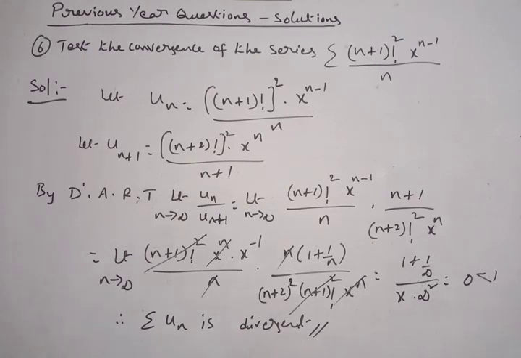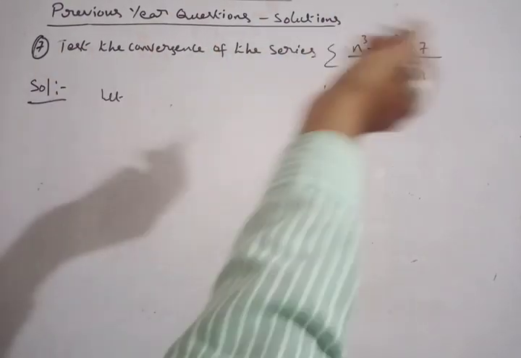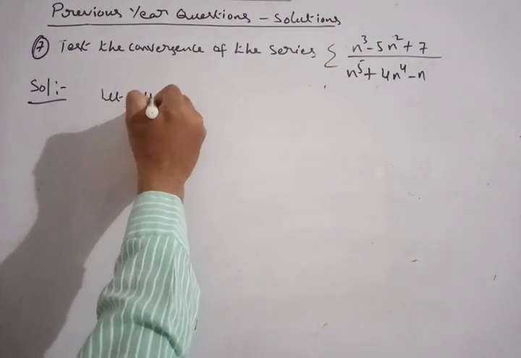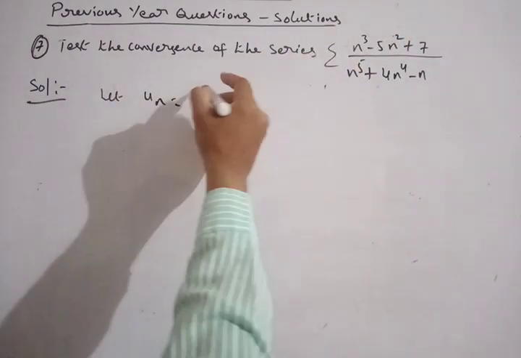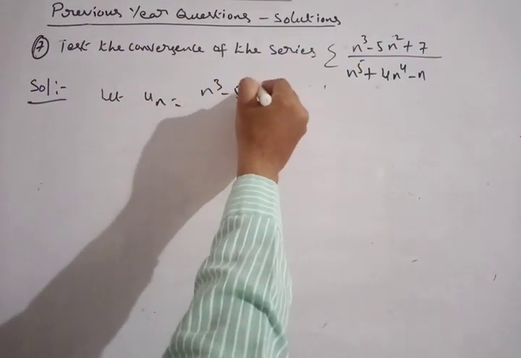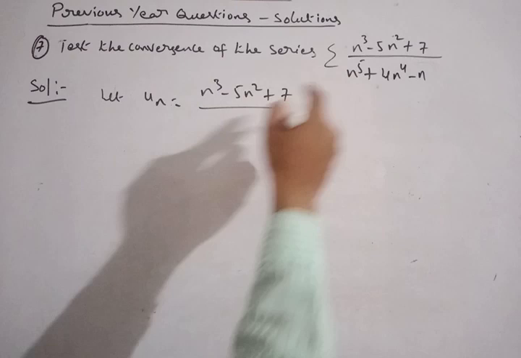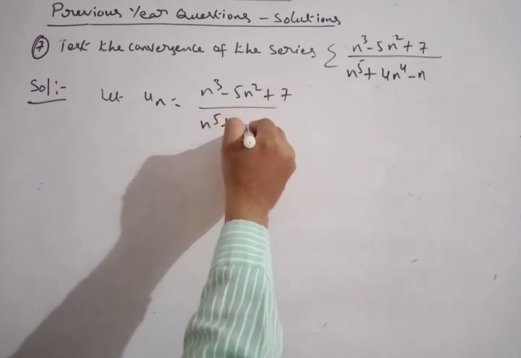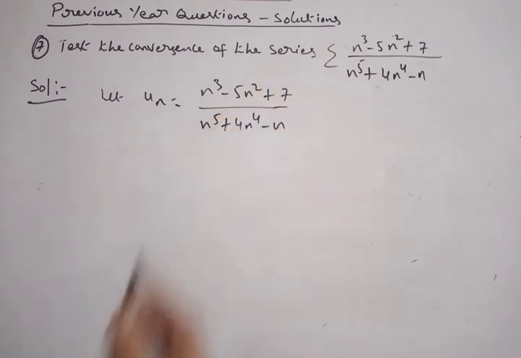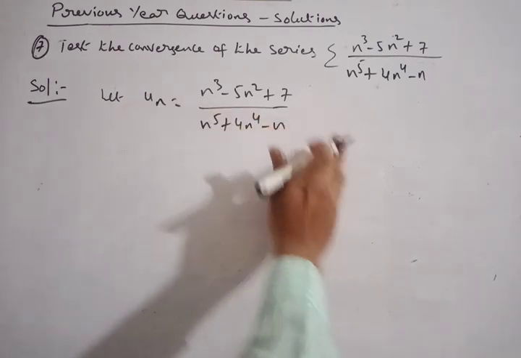Okay, take down. Next problem, see here. Let un is equal to n cube minus 5n square plus 7 by n power 5 plus 4n power 4 minus n. Which form is it? It is not in the form of r power n, and not in the form of 1 by n power p. It needs the comparison test, so you need vn.